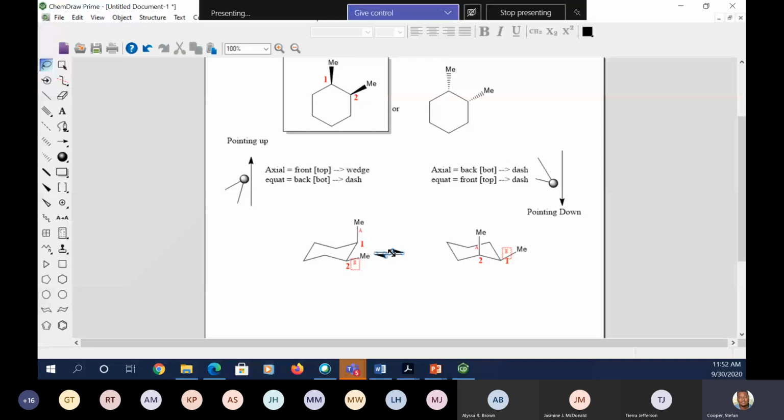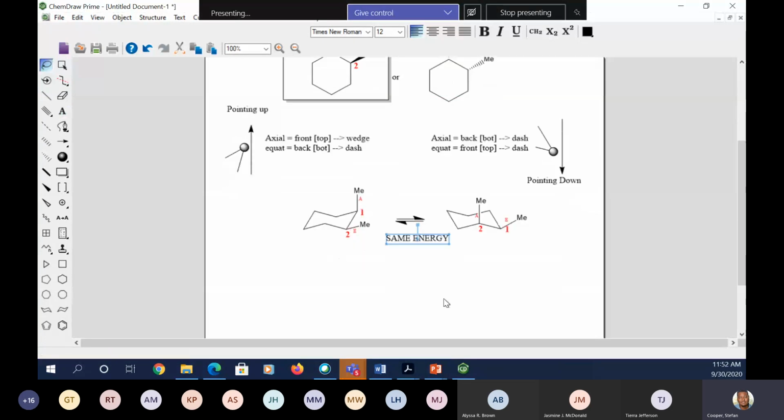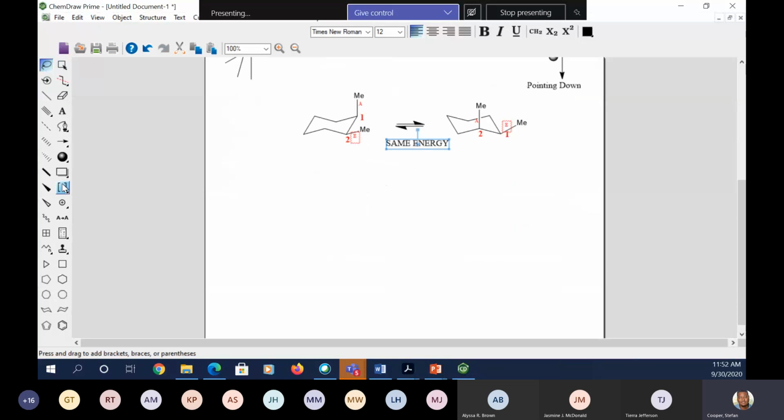So these two things are the same energy. And that's really good that you guys can see that, right? One of these is axial and the other one is equatorial. Same energy. All right. If I had to do this for the trans version, I know my time is almost up, so I'm going to do this quickly. I'm just going to focus on one of the trans. I'm going to make the first one wedge and the second one dash. All right, so now this is trans-1,2-dimethylcyclohexane.